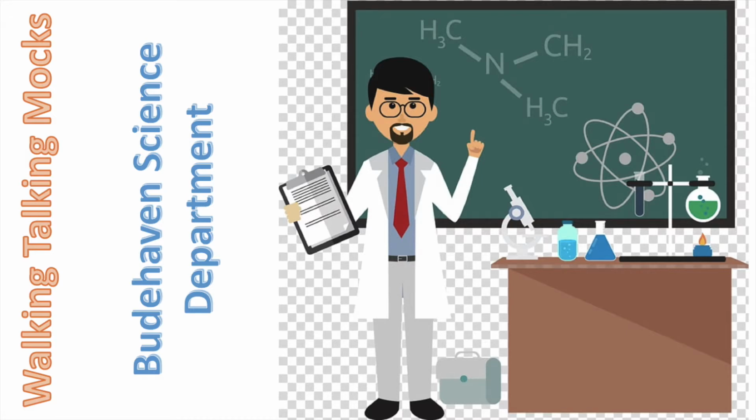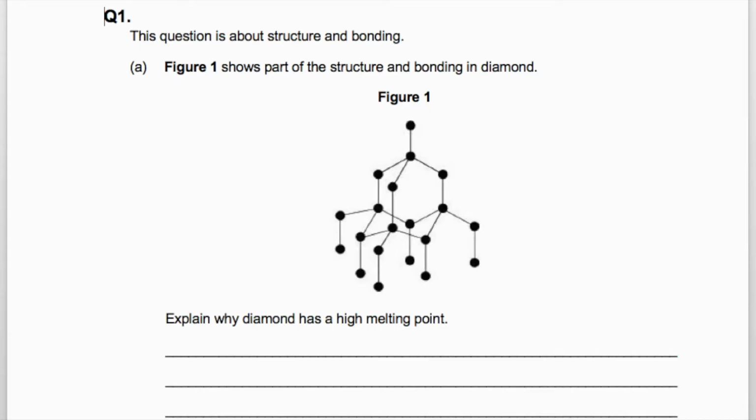You're now being given the opportunity to answer three 3-mark questions related to the subject knowledge we have discussed. I will ask you to pause the video for 3 minutes, so I suggest you time yourself to get into the habit of answering under exam conditions. I will now read you the question. Here is the first 3-mark question. This question is about structure and bonding. Figure 1 shows part of the structure and bonding in diamond. Explain why diamond has a high melting point. Pause the video for 3 minutes and an example answer will follow from me.